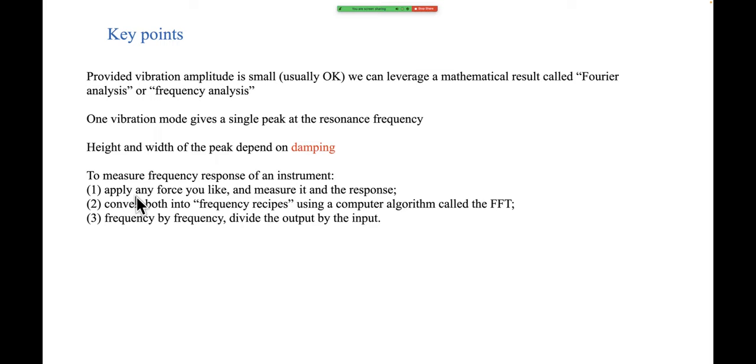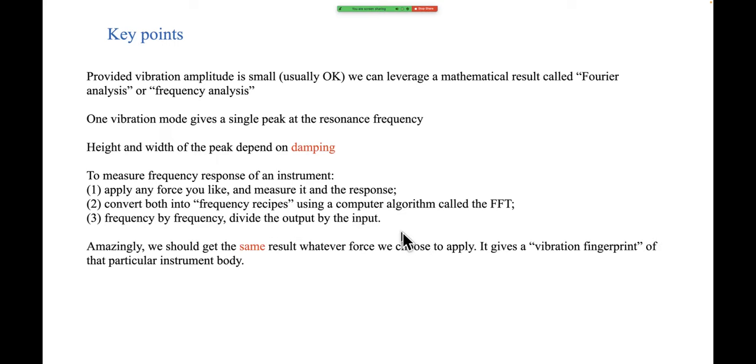So you measure that force, you measure the response, you convert both of them into these frequency recipes using this thing called the FFT, and then you get your computer to divide the output by the input, frequency by frequency, and that gives you this frequency response function that we want. And the remarkable thing, which depends on this invisible mathematics, is that you should get exactly the same result whatever force you apply. So this frequency response gives a kind of vibration fingerprint of that particular instrument body. What those fingerprints mean, we'll start to look at in the next talk in the series.